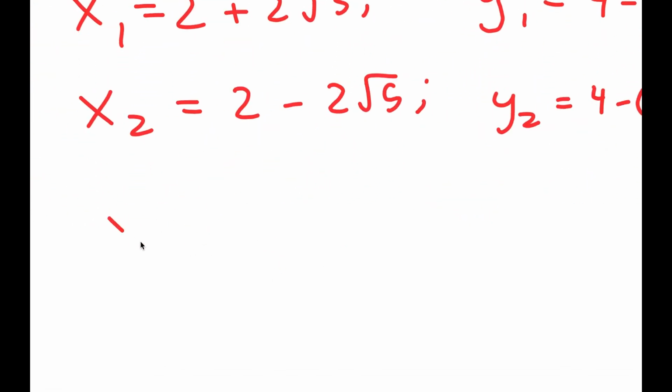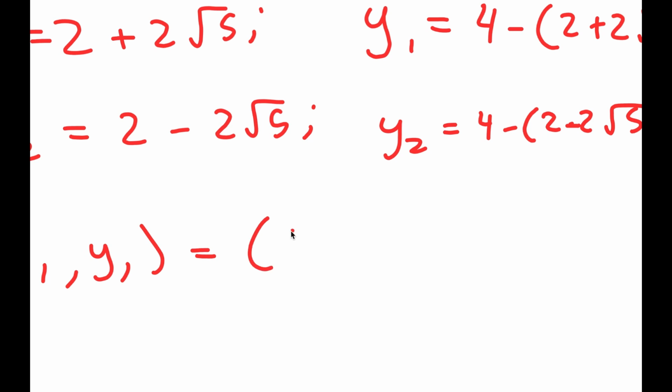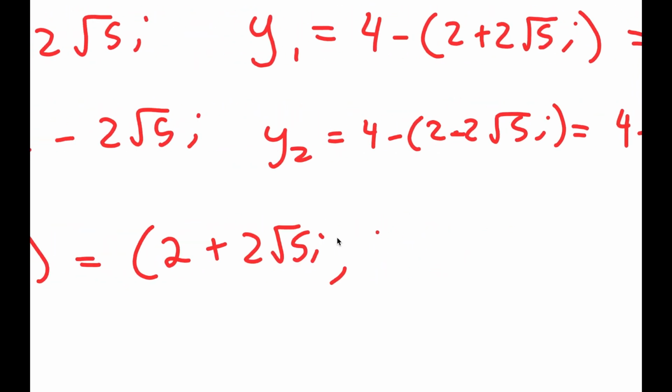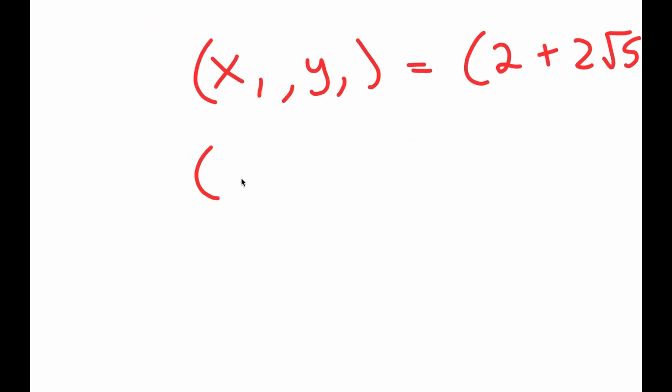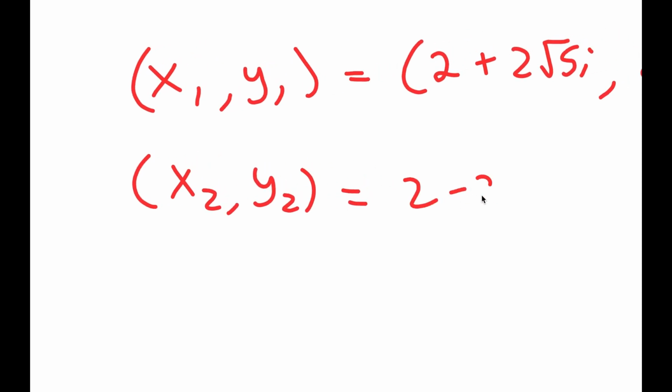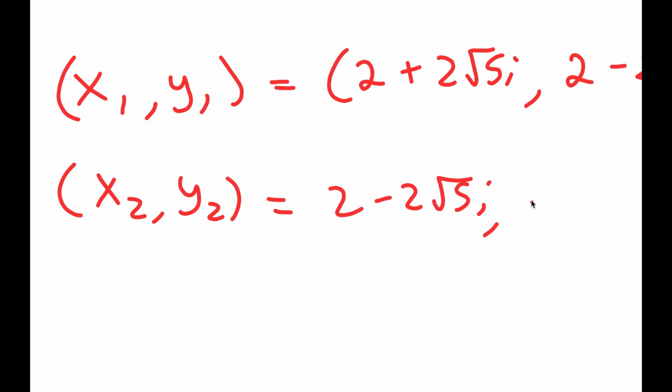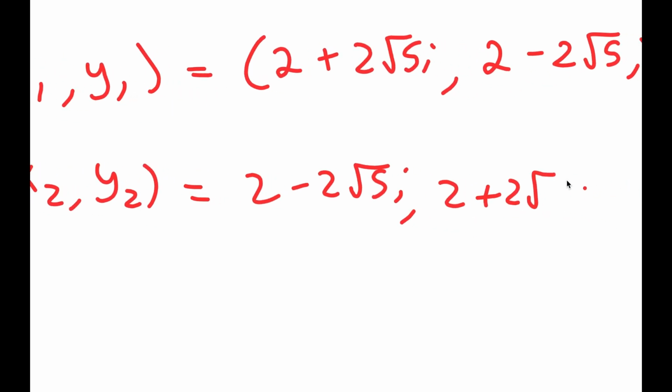So my solutions are, I have two solutions: 2 plus 2 root 5i, comma, 2 minus 2 root 5i, and 2 minus 2 root 5i, comma, 2 plus 2 root 5i.